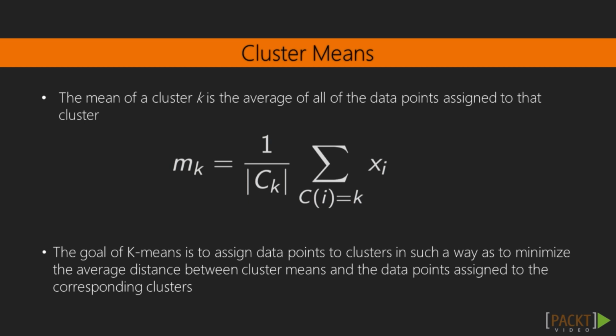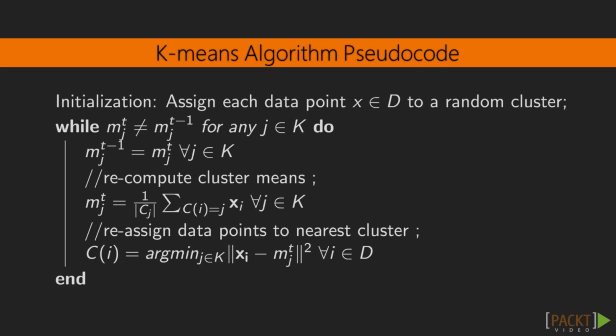The k-means algorithm involves iterative computations of cluster means. The mean of a cluster is simply the mean of all the data points that are assigned to that cluster. The main goal of k-means clustering is to cluster the data points in such a way as to minimize the average distance between the cluster mean and the data points assigned to that cluster. In simple terms, this just means that the data points belonging to the same cluster should be as similar to each other as possible. The following is the pseudocode for the k-means algorithm.